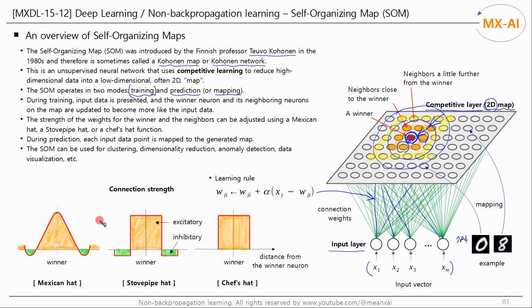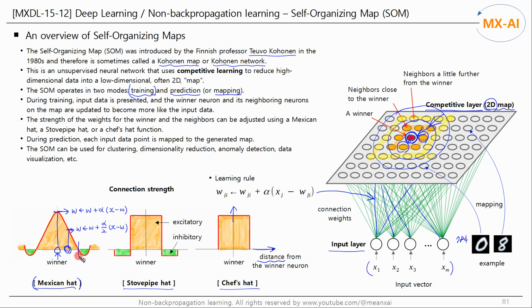The strength of the weights for the winner and the neighbors can be adjusted using the following functions. A Mexican hat, a stovepipe hat, or a chef's hat-shaped function. The winner neuron is at the origin. The x-axis represents the distance from the winner neuron, and the y-axis represents the strength of the connection weights. When using the Mexican hat function, the winner is given the greatest weight, and the neighbors are given smaller weights. For example, the weights connected to the winner neuron are updated using this formula, and the weights connected to the neighbor neuron located here are updated using this formula.